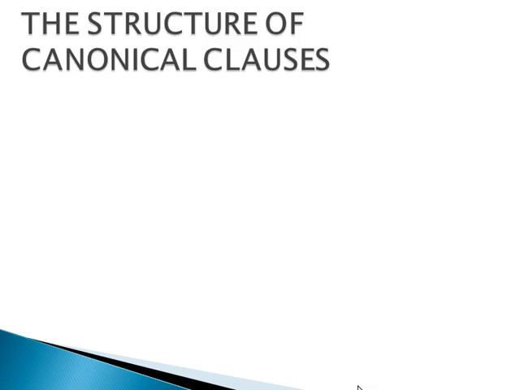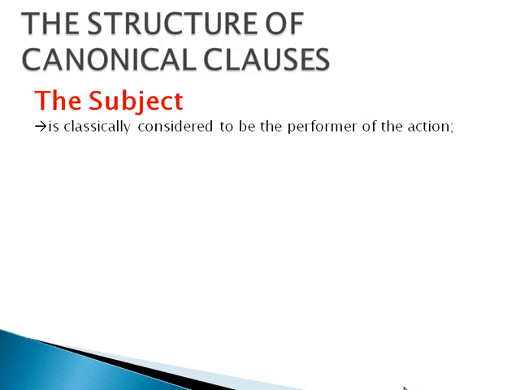Right. So today we're going to talk about canonical clauses. Every canonical clause is composed of a subject and a predicate. And today we are going to discuss this subject. The subject, which is classically considered to be the performer of the action, we have discussed this.